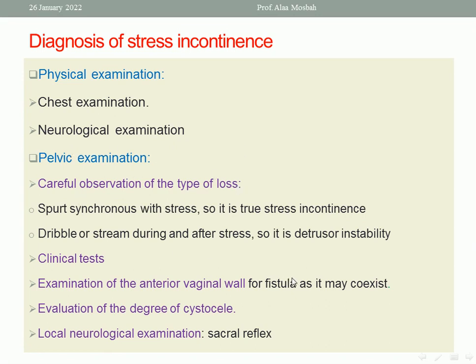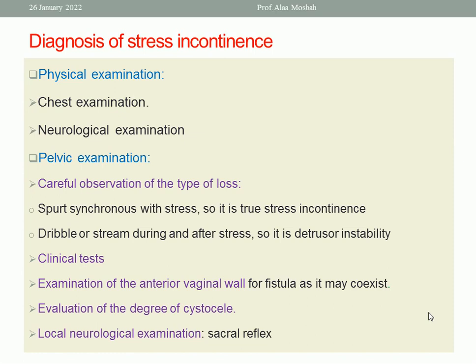Diagnosis from history and examination: physical examination, chest examination for any chest infection, and neurological examination for any disorders. Pelvic examination includes careful observation of the type of loss: spurt synchronous with stress, so it is true stress incontinence. So while you are doing the local pelvic examination and separating the vulva and the labia minora, ask the patient to strain or cough, and you will see a spurt of urine. So this is diagnostic for stress incontinence. Okay?